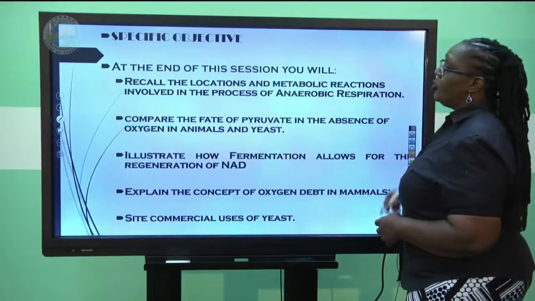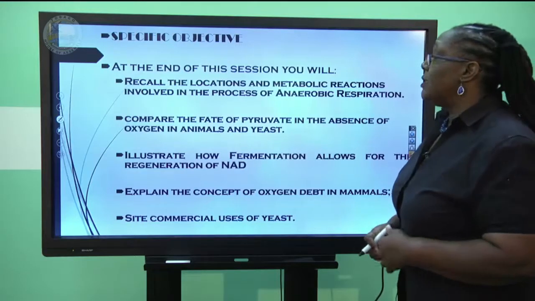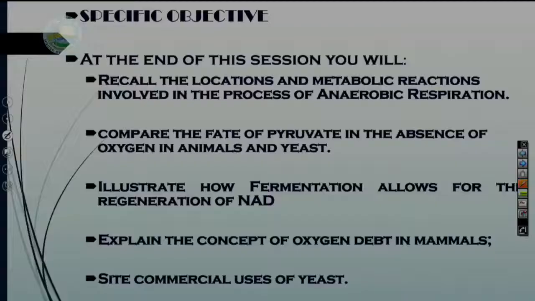So we would have gone through our specific objectives. At the end of this lesson, I am certain that you can recall the locations and the metabolic reactions involved in the process of anaerobic respiration. You can compare the fate of pyruvate in the absence of oxygen in animals and yeast, and I dare say in plants. Illustrate how fermentation allows for the regeneration of NAD. We would have looked at what happens in plants and what happens in animals, and the importance of this in ensuring that the process of glycolysis continues.